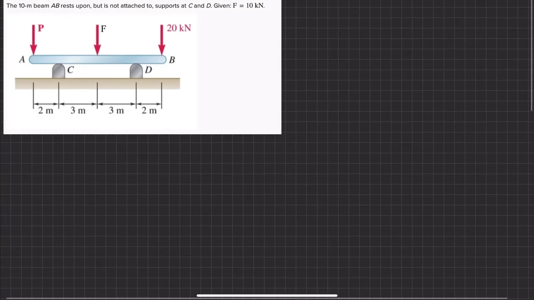Let's jump into it with number one. So number one states the 10-meter beam AB rests upon but is not attached to supports at C and D, given F equals 10 kilonewtons.